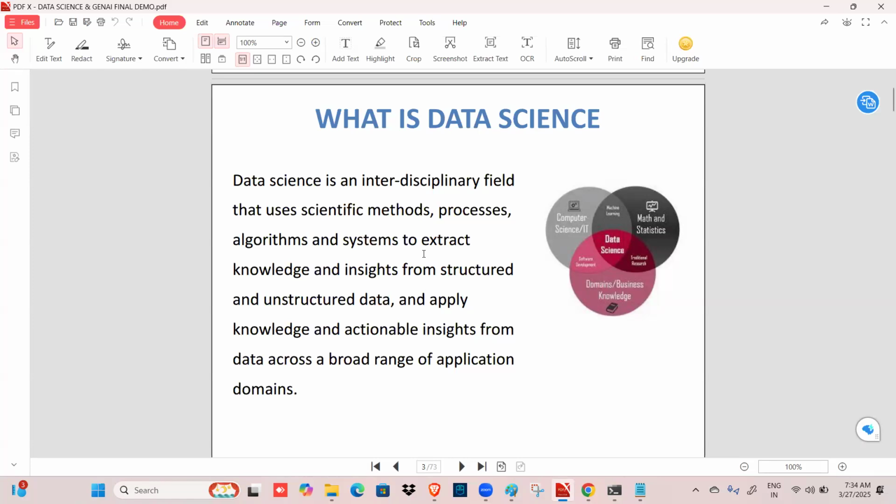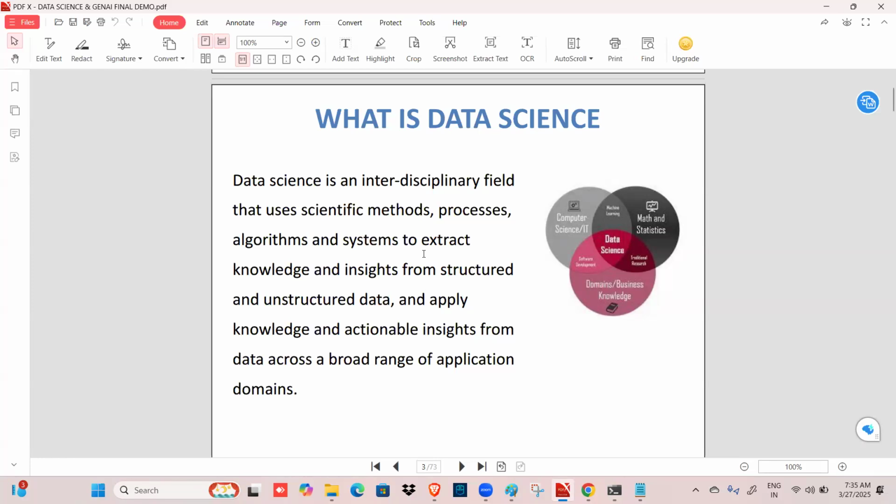There are different types of libraries. We are going to use the libraries and extract some kind of knowledge and insights from structured and unstructured data, and also from semi-structured data. Whatever we work on in the data, we are going to apply that knowledge and actionable insights from the data to a broad range of application domains.